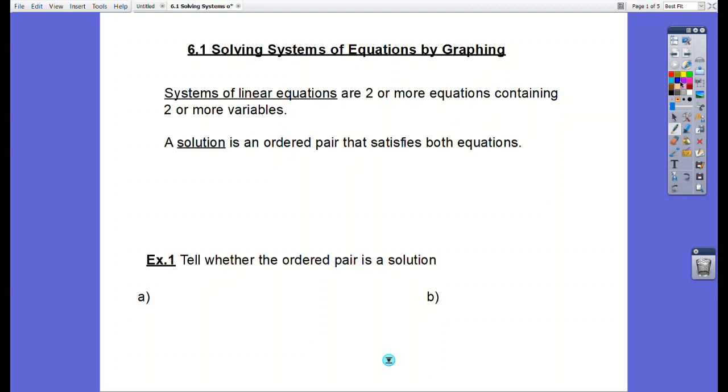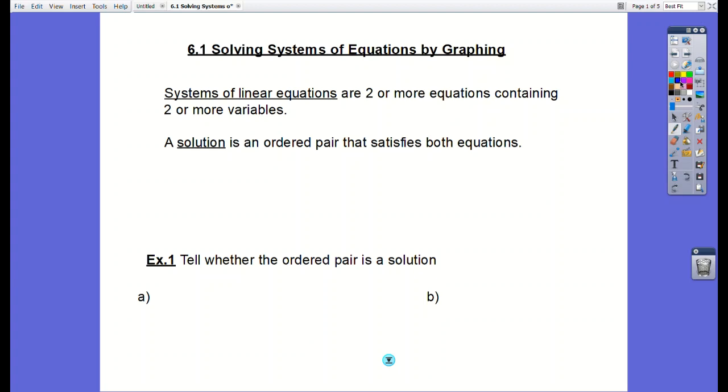All right, so we are looking at systems of equations, and today we're going to solve by graphing, which we'll get to in a second. But let's start with these two definitions that I already wrote on the board. So, system of linear equations.